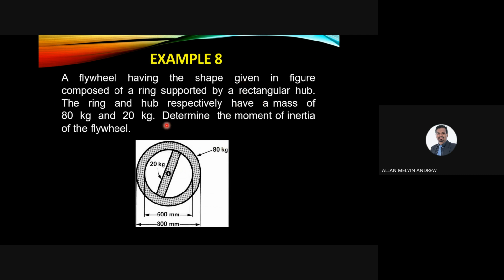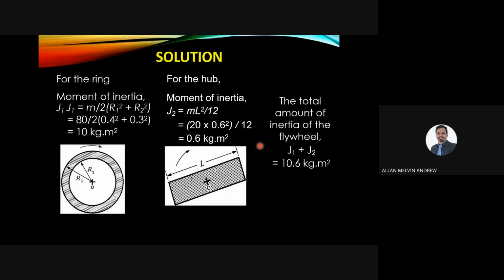The question asks to determine the moment of inertia of the flywheel, meaning we need to calculate the total. The total is J1 plus J2, so 10 plus 0.6 is 10.6 kilogram meter square. With this, we come to the end of our lecture today. If you have any questions, you may ask me anytime. Thank you.